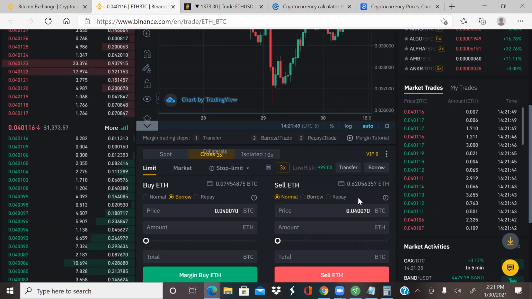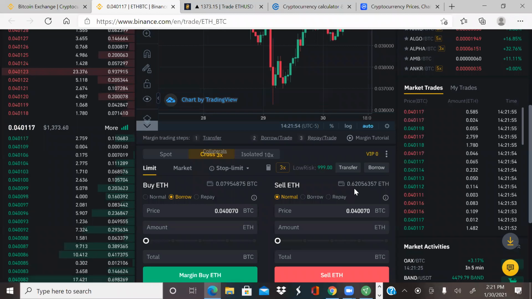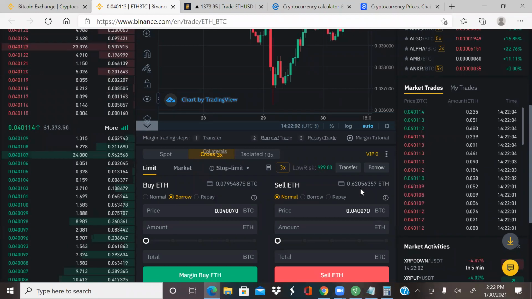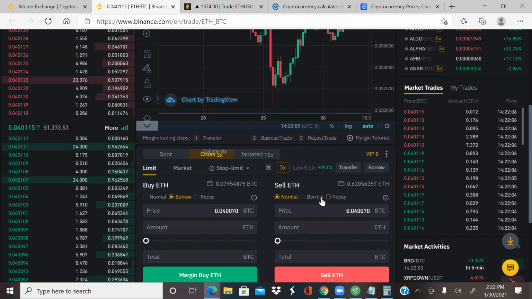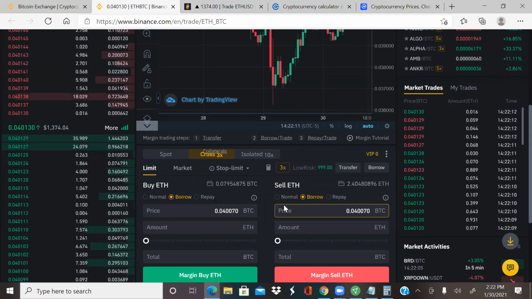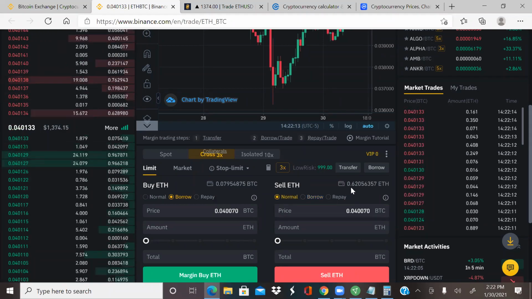as you can see, that means what I'm holding is 0.6205. That's actually what I'm holding on my Ethereum. That's my asset. I've not borrowed anything on normal. But if I click on borrow like this, that means I borrowed times 3. If I go back like this, 0.6.